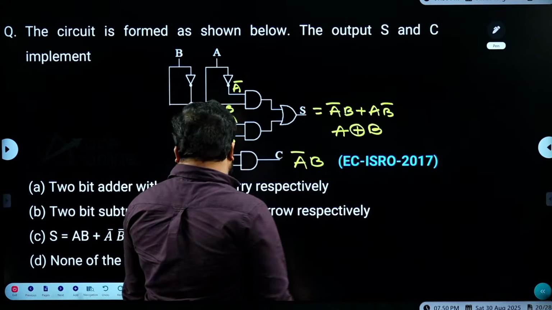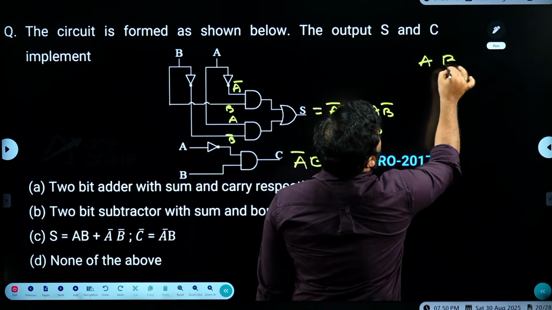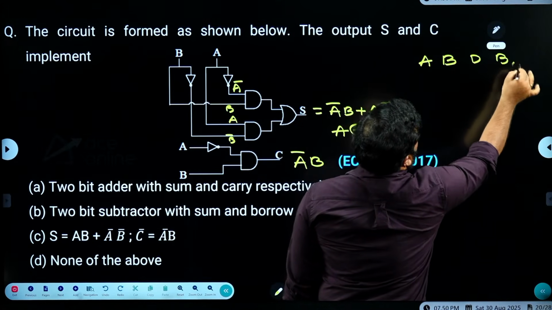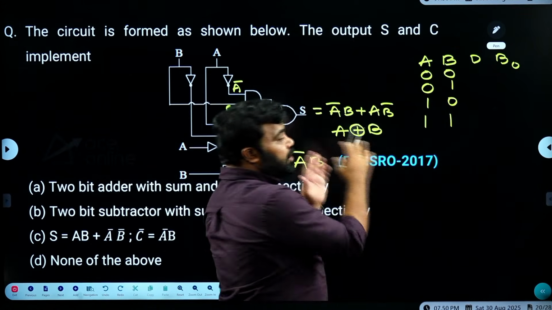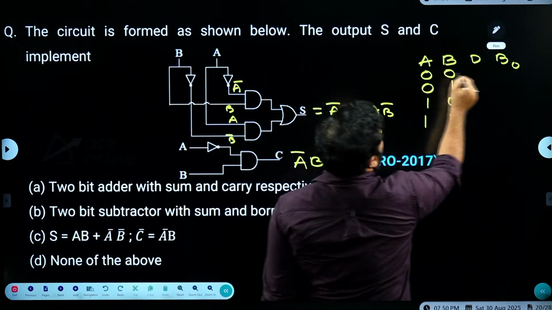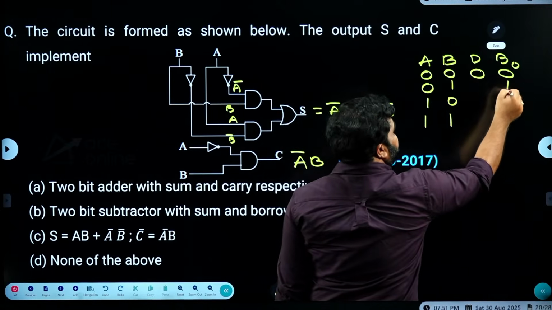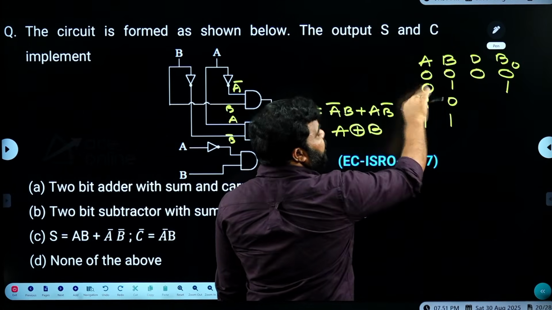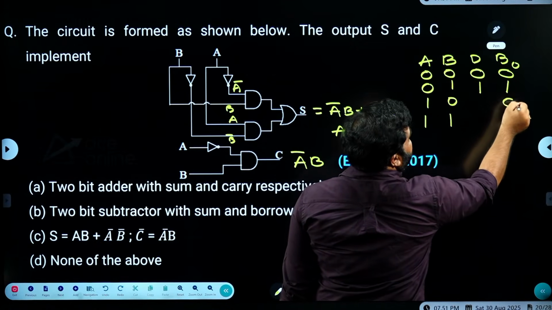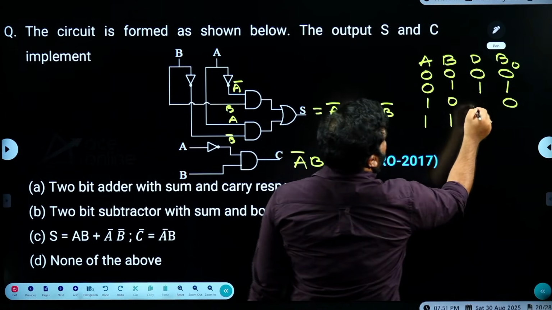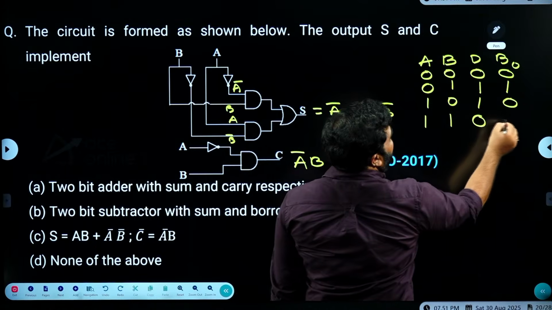So if you are observing a 2-bit subtractor, A, B and difference and borrow out. AB can be 0 0, 0 1, 1 0, 1 1. If I say A minus B operation, 0 minus 0, difference is 0, borrow is not required. 0 minus 1, borrow is required. Then what is going to be the difference? 0 plus base value 2, 2 minus 1, difference is 1. 1 minus 0, difference is 1, borrow is not required, and 1 minus 1, difference is 0, borrow is not required.